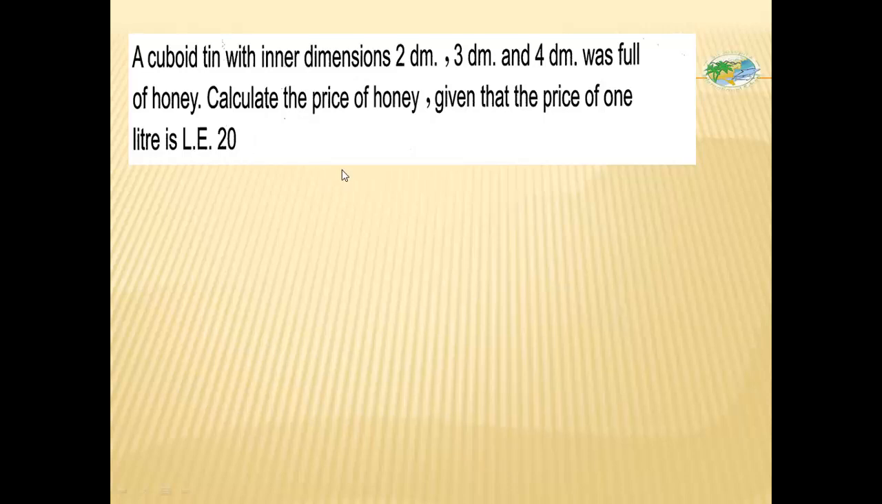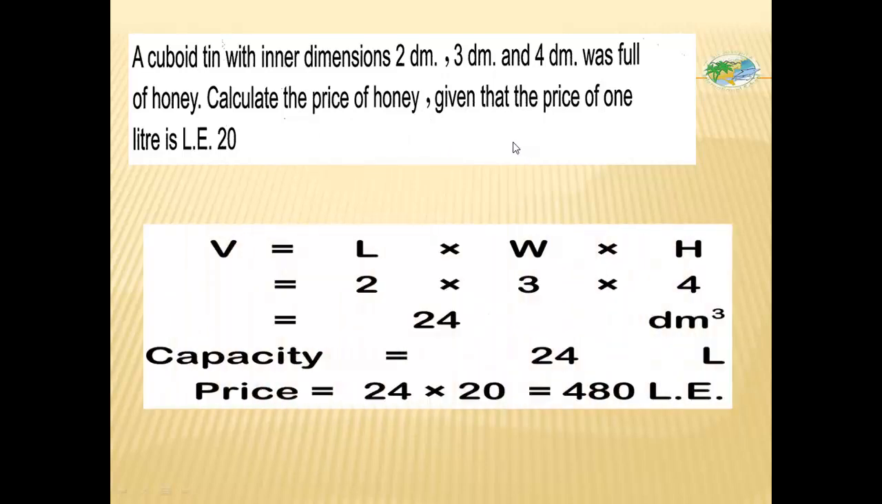Okay, the volume of a cuboid is length times width times height. So 2 times 3 times 4 equals 24 decimeter cube. Then the capacity in liter. Since it is decimeter cube, the volume here is the capacity. Equal what? 24 liter. Okay.